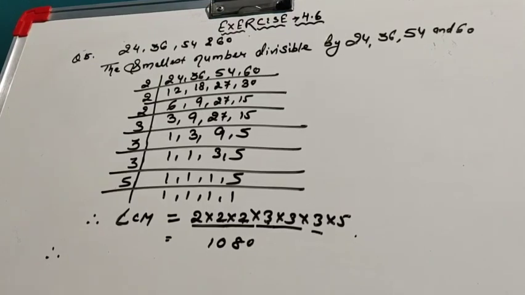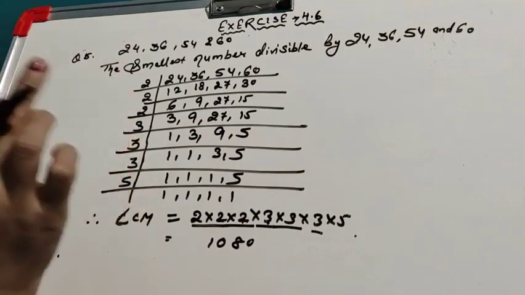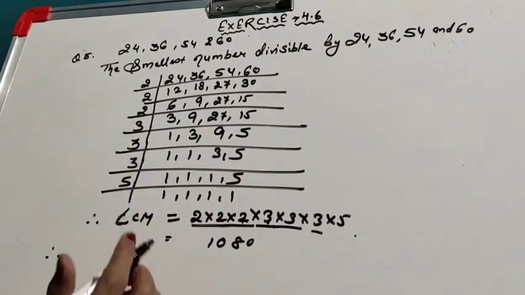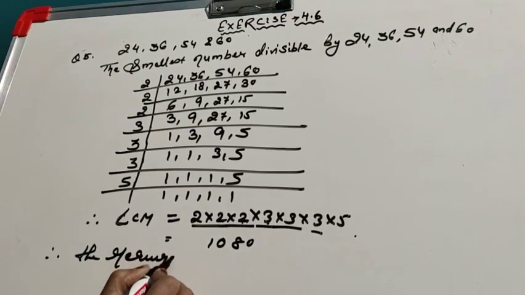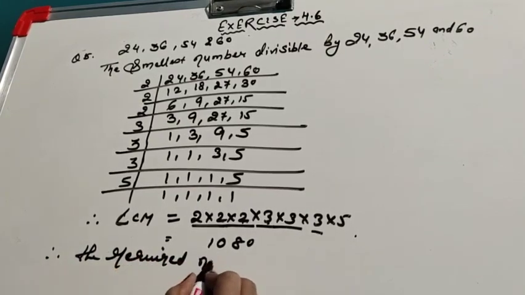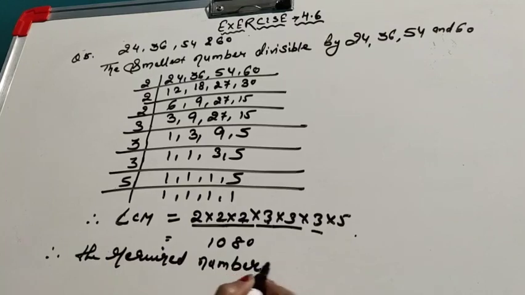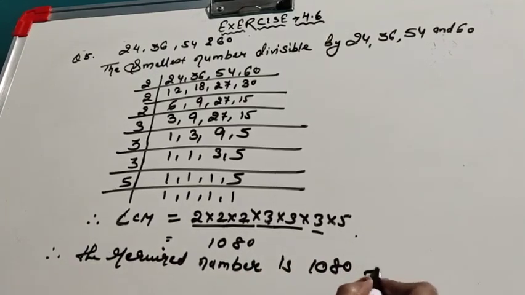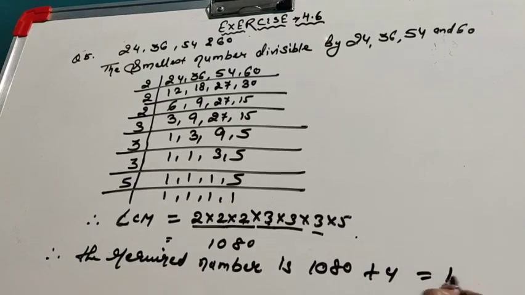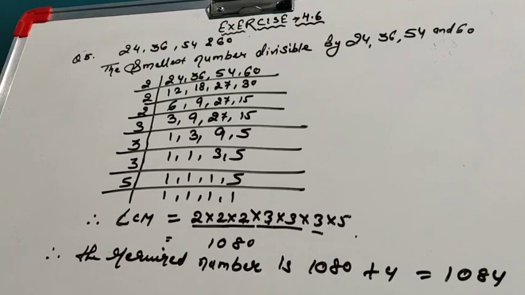After that, in your question, it is given that the required number leaves remainder 4 in each case when divided by 24, 36, 54 and 60. So you have to write, therefore the required number is 1080 plus 4. Your answer will be 1084, which is your correct answer.